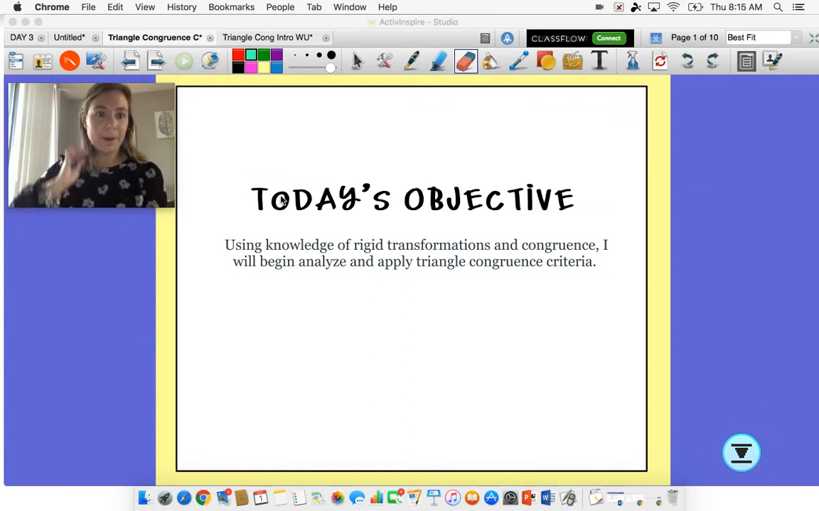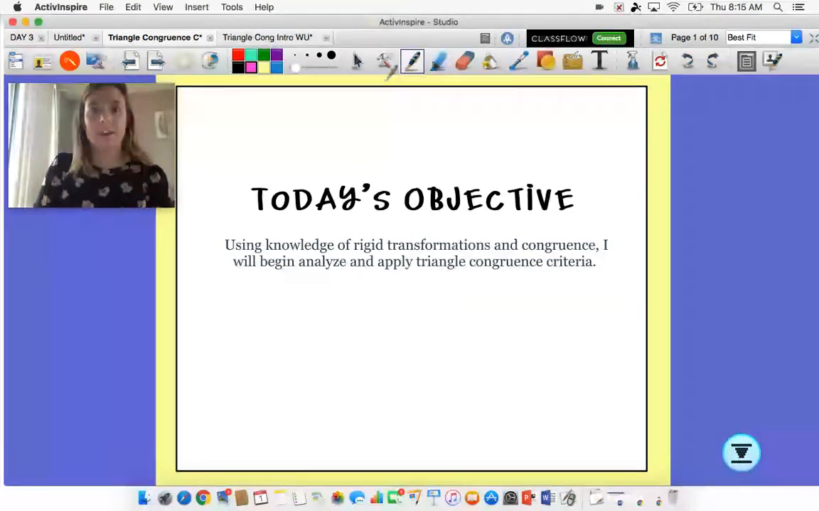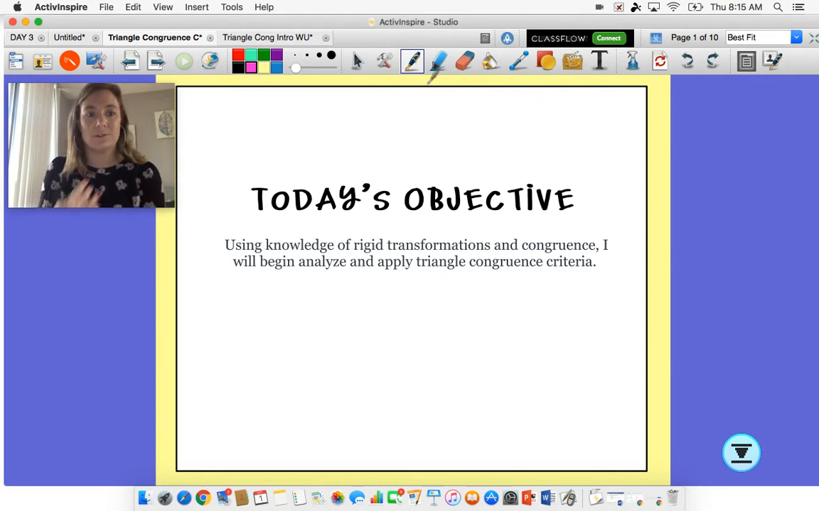This is very much an extension of what you did in class on either Thursday or Friday. So I would maybe have my notes out or my workout from that class, because we're really going to build on it here. This right here is the same exact objective: using knowledge of rigid transformations and congruence, I will analyze and apply triangle congruence criteria.